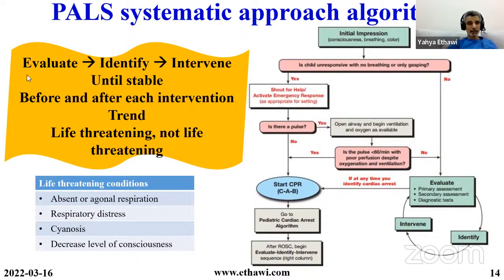And when you identify, it's very vital to say, is it life-threatening or not life-threatening? When it's life-threatening, we are here. When it's not life-threatening, we are in this circle. So what are life-threatening conditions? Absent or agonal respiration, and we will define all these. When you have respiratory distress, when you have cyanosis, and when you have change in level of consciousness.